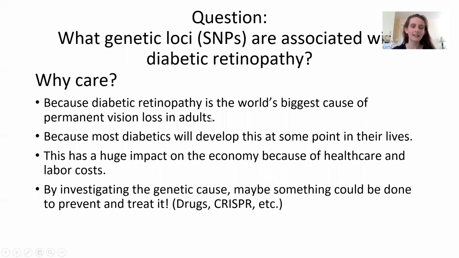So the question that this article addresses is, what genetic loci, also known as SNPs, are associated with diabetic retinopathy? So why do we care? Because diabetic retinopathy is the world's biggest cause of permanent vision loss in adults. Because most diabetics will develop this at some point in their lives. And this has a huge impact on the economy because of healthcare and labor costs. So by investigating the genetic cause, maybe something could be done to prevent it and treat it, such as drugs or CRISPR gene editing or things like that.